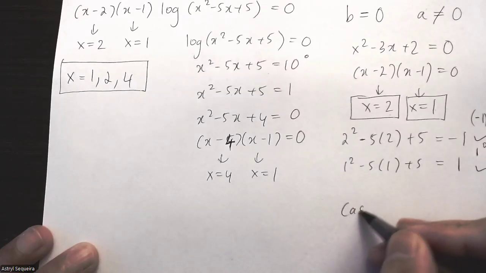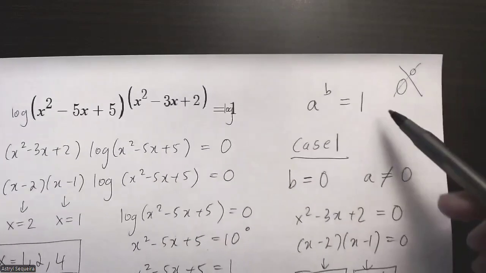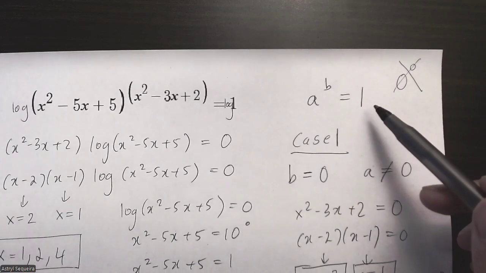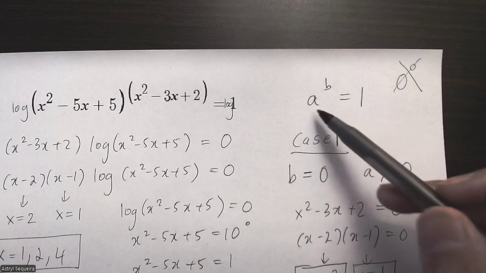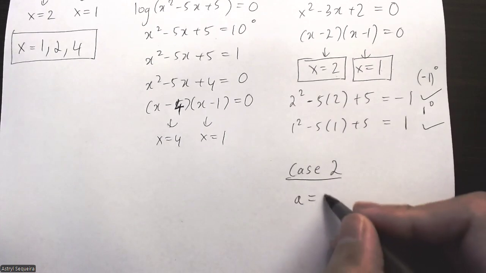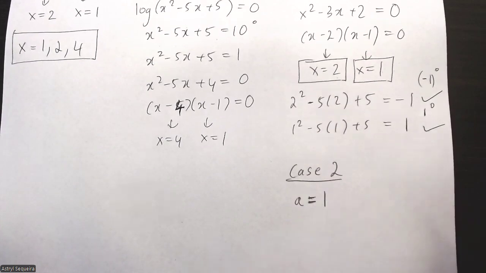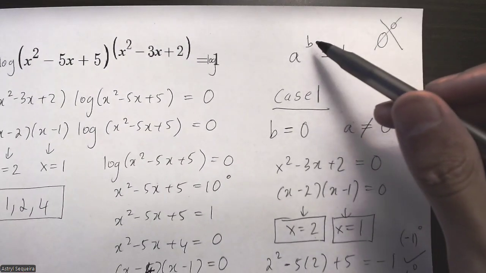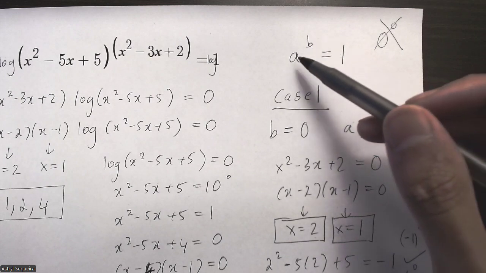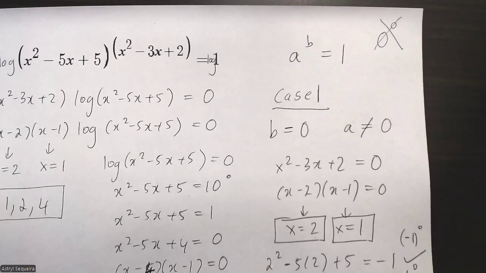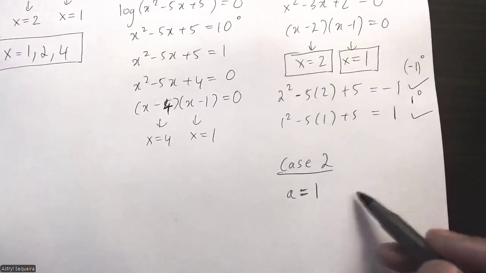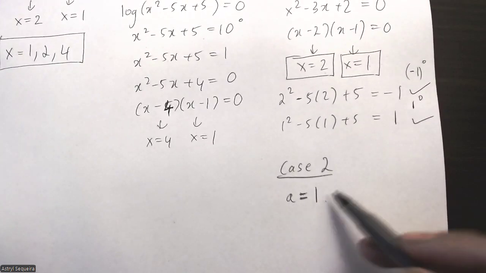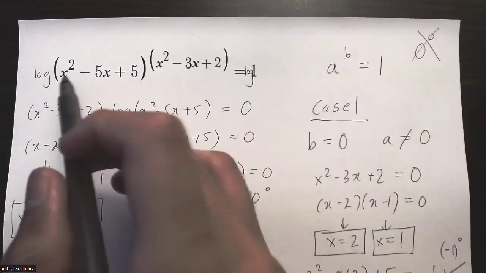In the second case, if I want to get a 1 on the other side, I know that if the base equals 1, basically A equals 1, then it doesn't matter what the exponent is, because 1 to the power of any number will always give me a solution of 1. So it doesn't matter what my B value is in this case. I just need the A value to be 1.